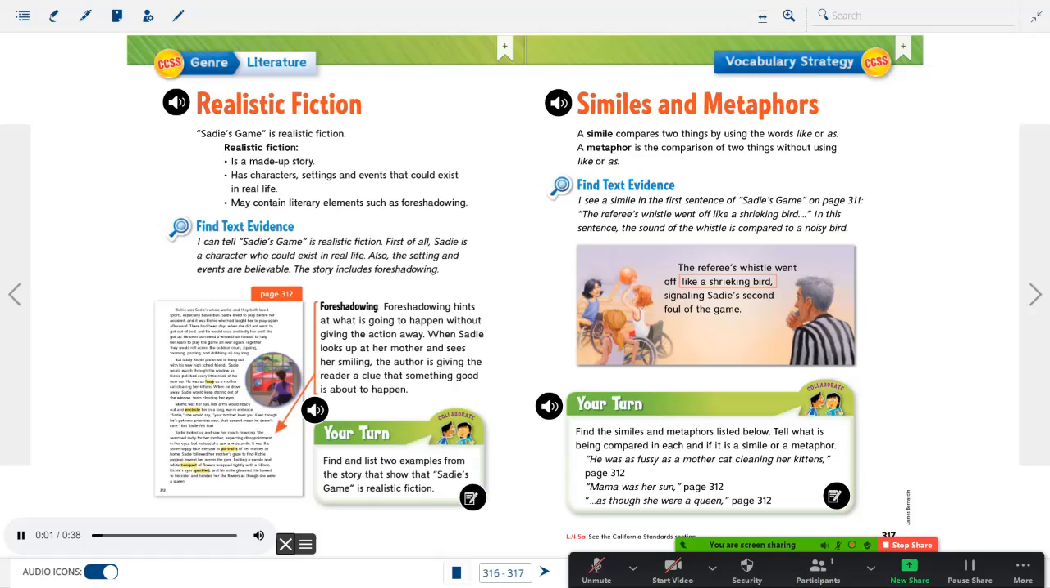Similes and metaphors. A simile compares two things by using the words like or as. A metaphor is the comparison of two things without using like or as. Find text evidence. I see a simile in the first sentence of Sadie's Game on page 311. The referee's whistle went off like a shrieking bird. In this sentence, the sound of the whistle is compared to a noisy bird. The referee's whistle went off like a shrieking bird, signaling Sadie's second foul of the game.